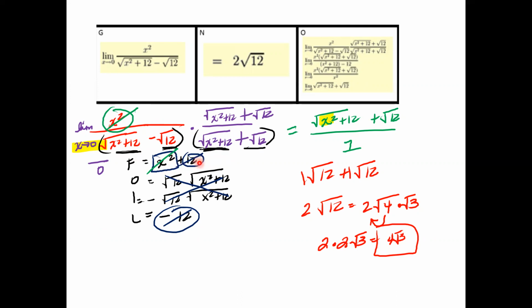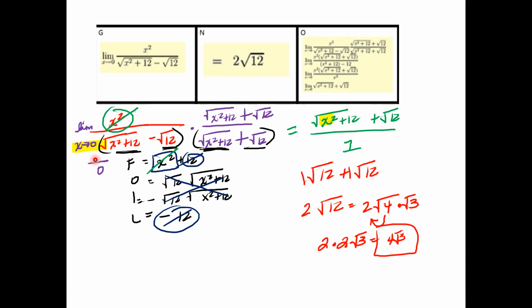So x squared plus 12. Outer and inner will cancel each other out because one's a positive, one's a negative. And then negative square root of 12 times positive square root of 12 is just going to give you a negative 12. And lucky for you, that 12 for the top and bottom cancels. But then also the x squared on the top and bottom cancels. So you're only left with this part for the numerator, divided by 1, which is just going to give you this answer right here.